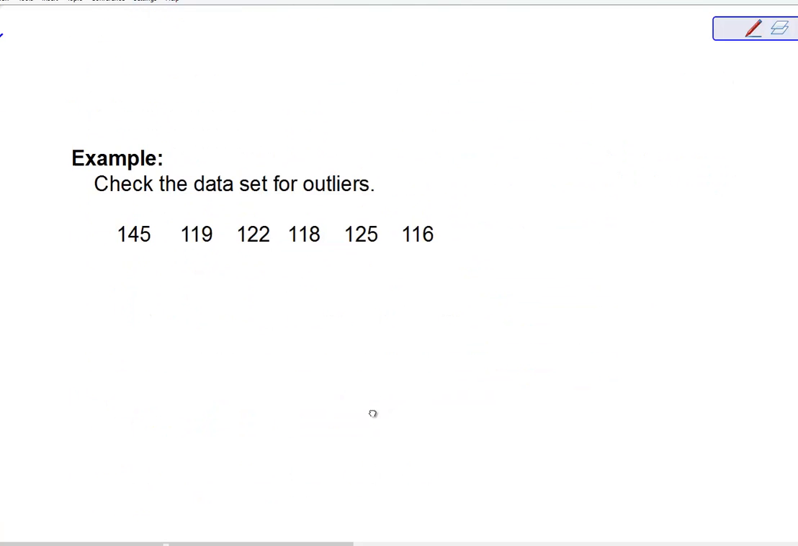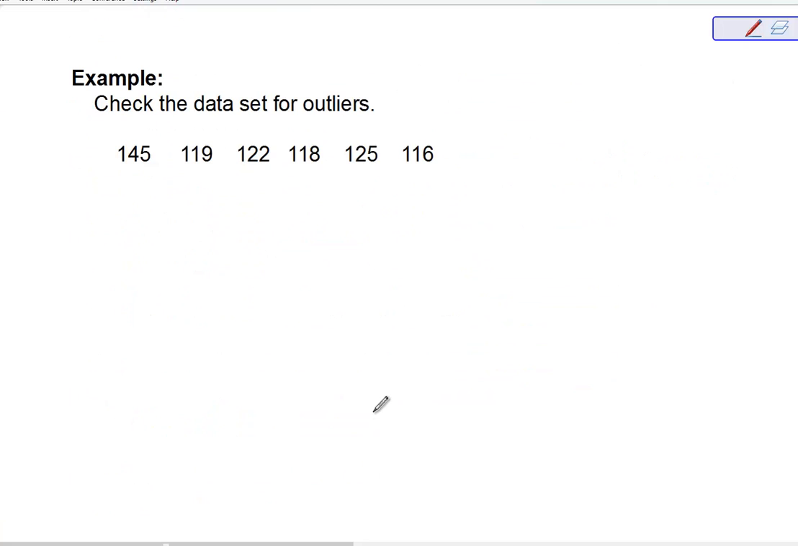So let's look at what this actually looks like. We want to check the data set for outliers. Check this data set for outliers. Step 1. Put them in order from least to greatest. Least to greatest. 116, 118, 119, 122, 125, and 145. Okay, I've got them in order from least to greatest.